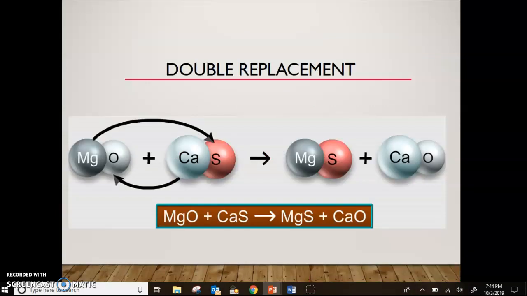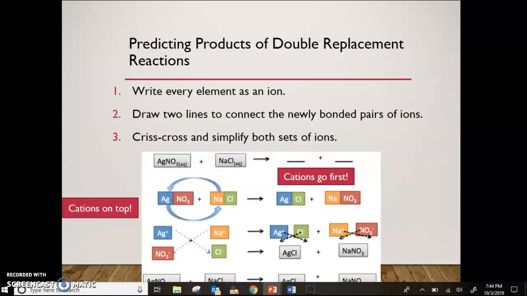And here's a visual of it, just so you can see in terms of a particle drawing what that looks like. Okay, so I love this image here. This image is just going to help us keep track of the switch that's happening. So the first thing I want you to do is write every element as an ion. I'm going to put the positives on top here, and the negatives on the bottom, directly below the ionic compound that they are a part of, and then I'm just going to draw an arrow to crisscross them. You can see here I'm drawing the arrow from silver down to chloride, and then I circle and cross my charges to get my new compound. So crisscross and simplify both sets of ions.